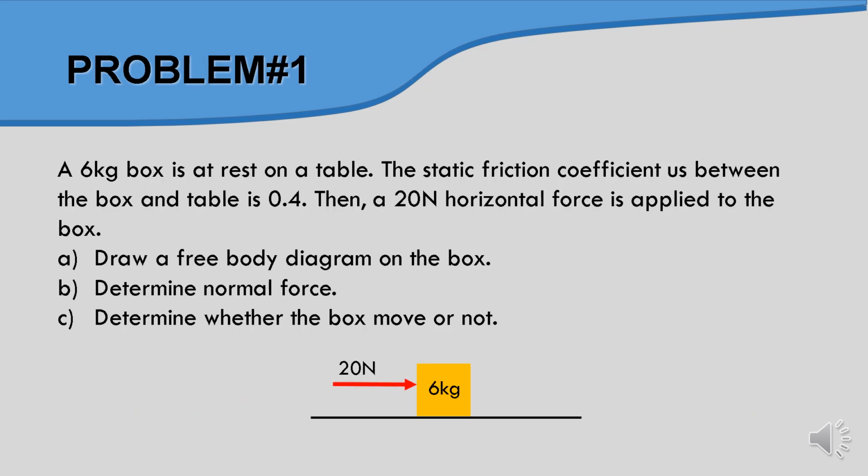So here we will go from very easy sample problems to quite difficult ones, and we try to cover various types of questions. So in this case, problem number one: a 6 kilogram box is at rest on a table. The static friction coefficient mu s between the box and table is 0.4. Then a 20 newton horizontal force is applied to the box. A, draw the free body diagram of the box. B, determine the normal force. C, determine whether the box moves or not.